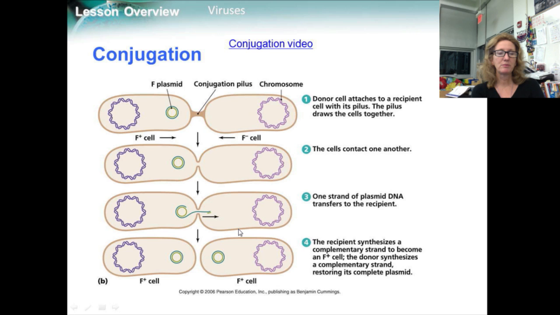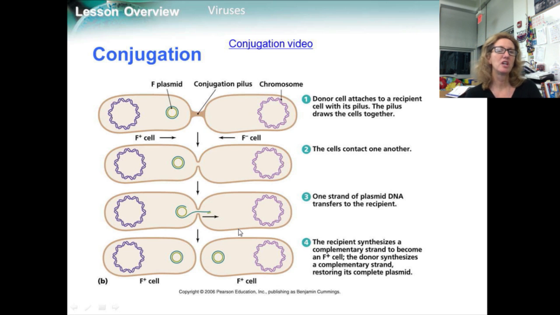Mutations are one of the main ways prokaryotes evolve. Mutations are random changes in DNA that occur in all organisms, as you remember. In prokaryotes, mutations are inherited by daughter cells produced by binary fission.